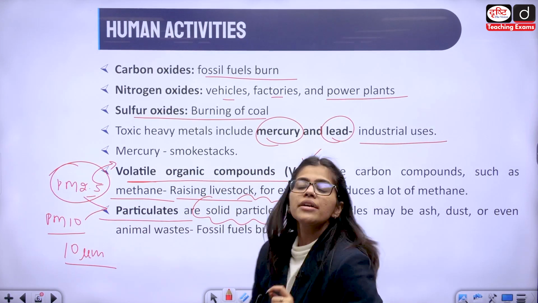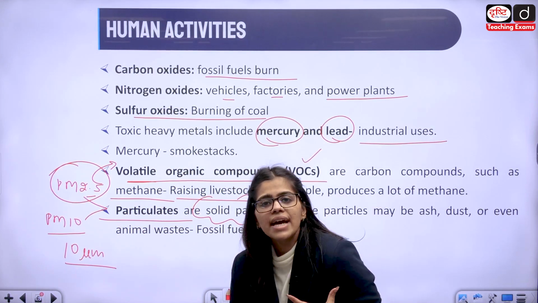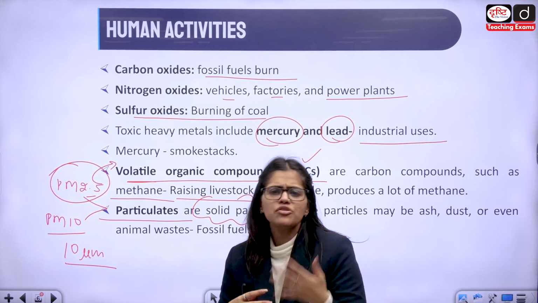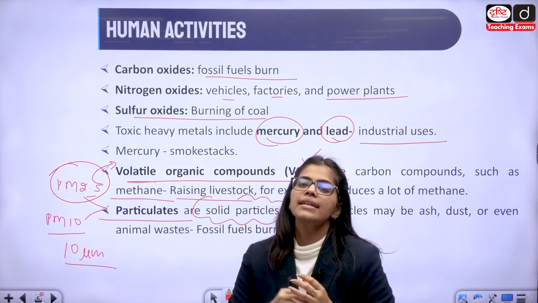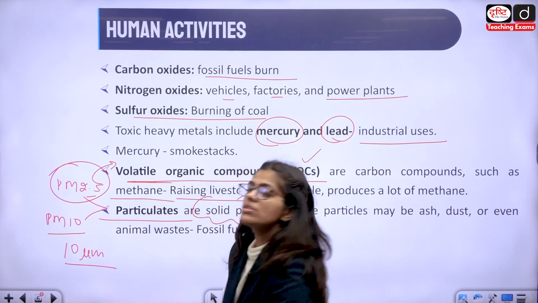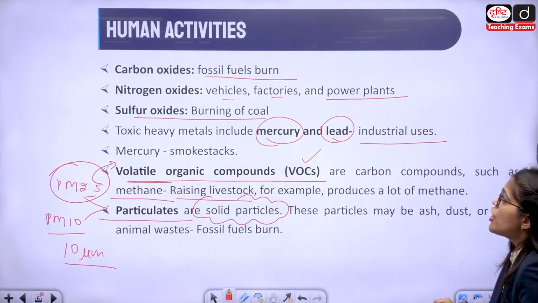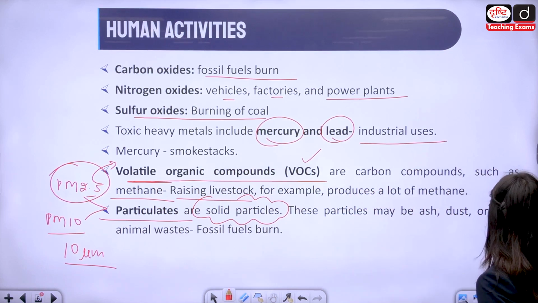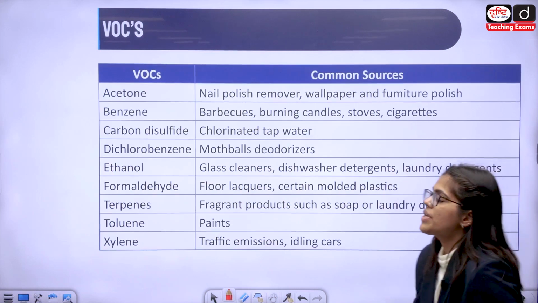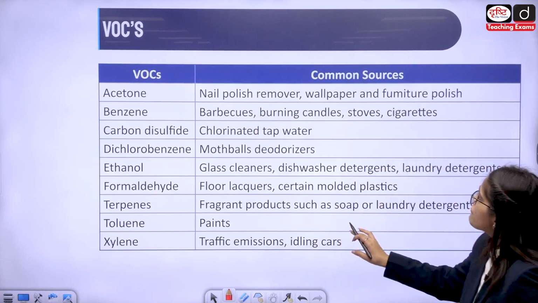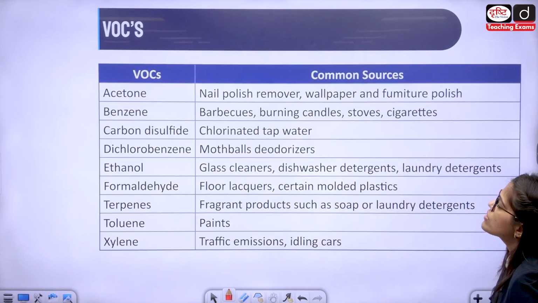So these are not visible to your naked eyes, and of course they enter through your nostrils and your mouth, and can create a lot of respiratory problems. So particulate matter and VOCs are very important human-created substances that can cause pollution. They are under primary pollutants. There are certain examples of VOCs, and the common sources of VOCs are given.